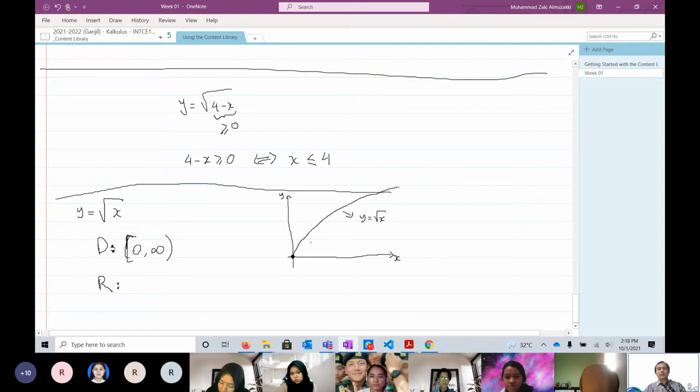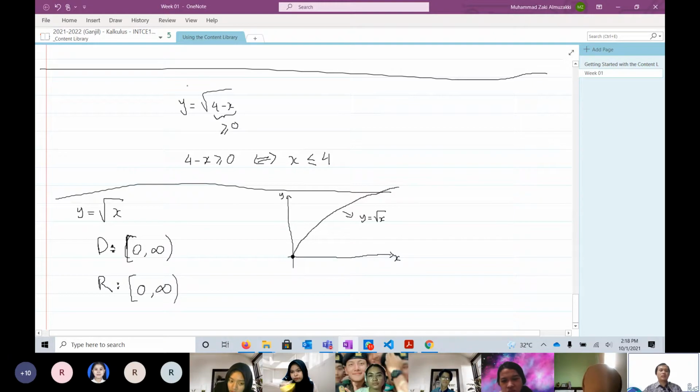So we see that whenever x increases, y also increases. That's why when x goes to infinity, the value of y is also going to infinity. So the value of y also goes to infinity. That's why we have the range to be from 0 to infinity.